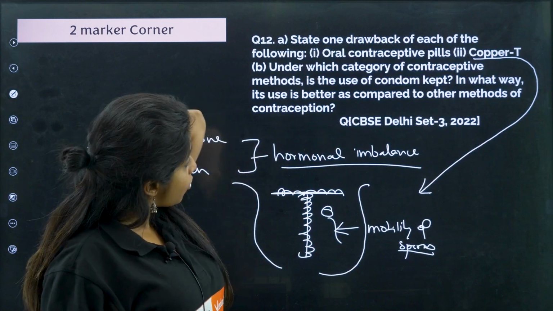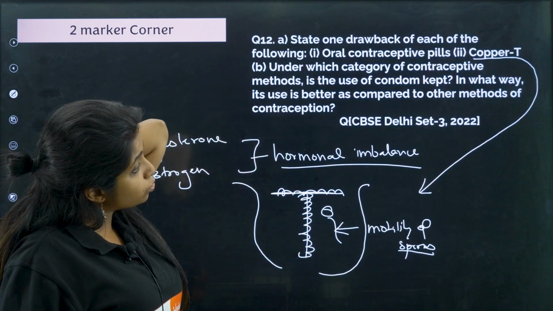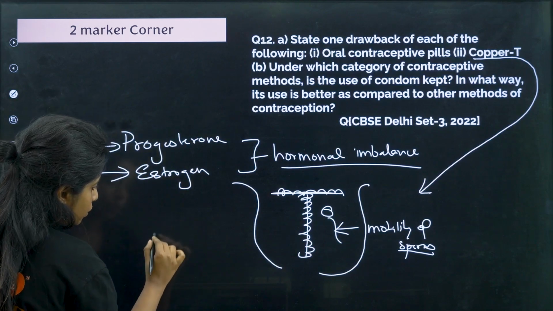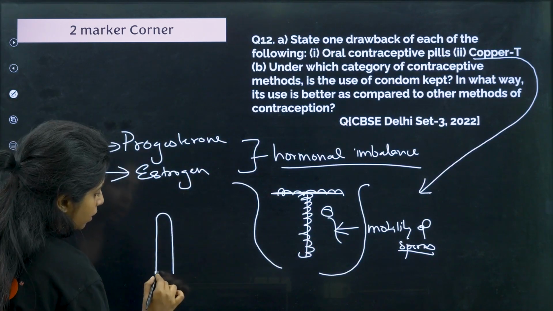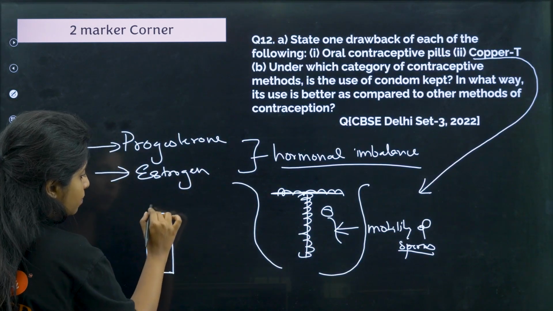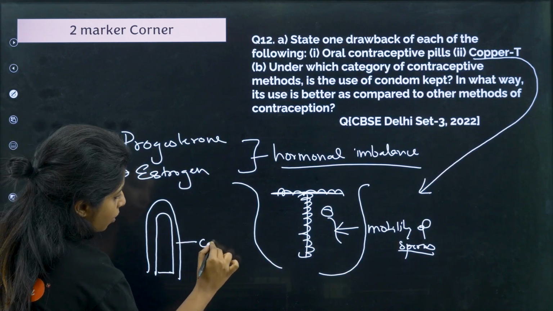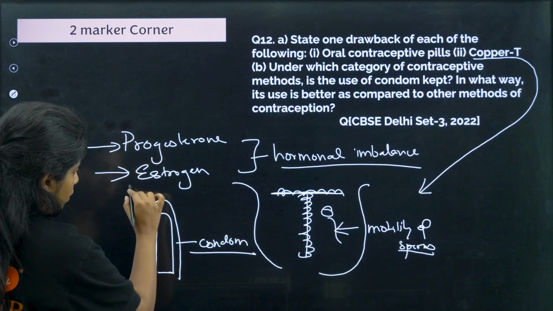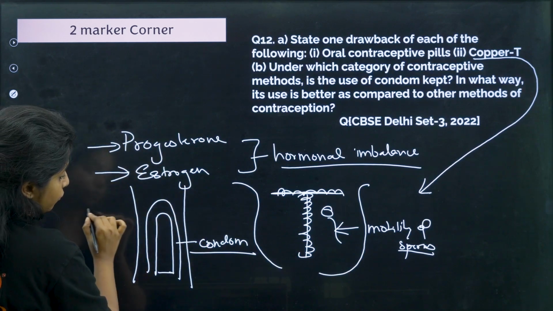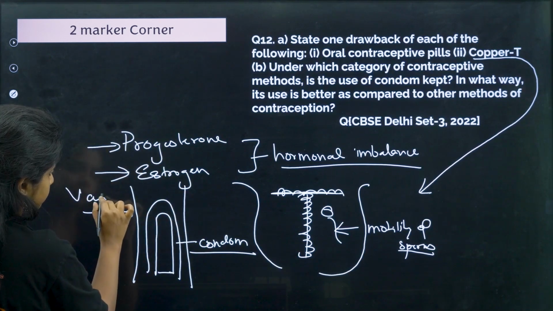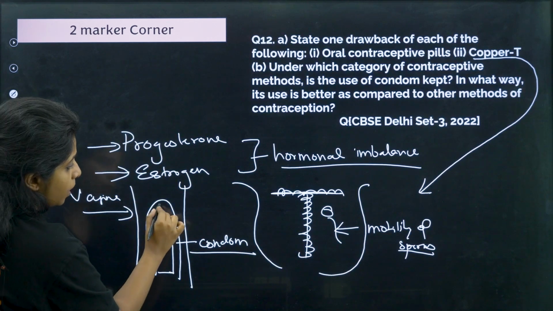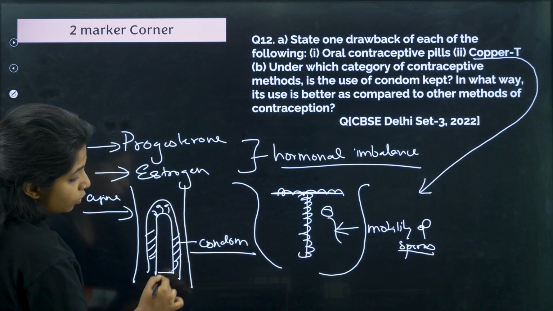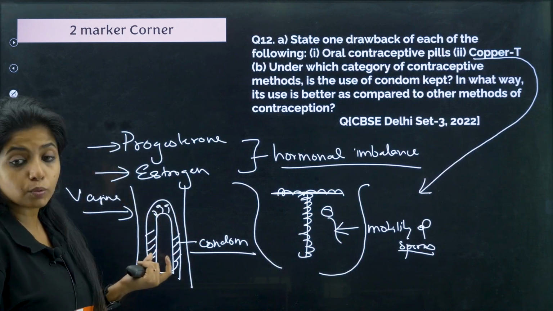Now, under which category of contraceptive methods is the use of condom kept? What is a condom? For example, you have the external genital organ in male, that is the penis. Now it is covered by something, and this thing is known as a condom. Now condom is going to act like a physical barrier. Why, children? If this is put inside the female reproductive site, that is the vagina, the sperms, if released, will stay in the condom itself. It won't be moving out.